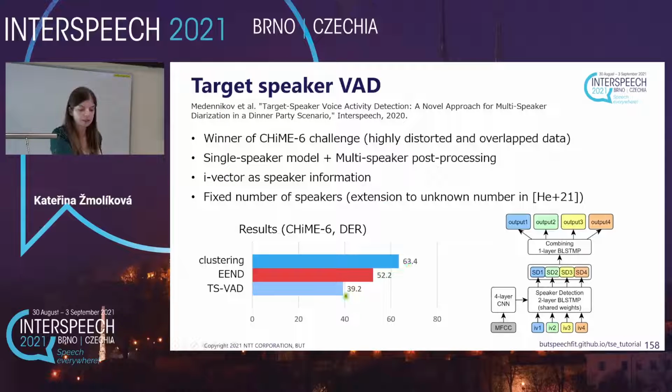Here is a summary of the results of TSVAD. These are diarization error rates, the smaller the better, and it is compared to more conventional clustering approaches to diarization and also end-to-end diarization approaches, which are recently quite popular for diarization. And on this particular dataset, CHiME-6, the TSVAD is indeed much, much better.